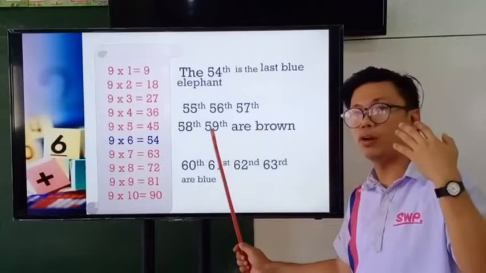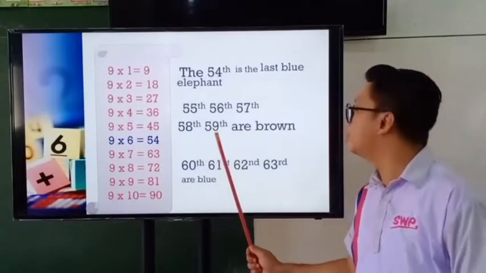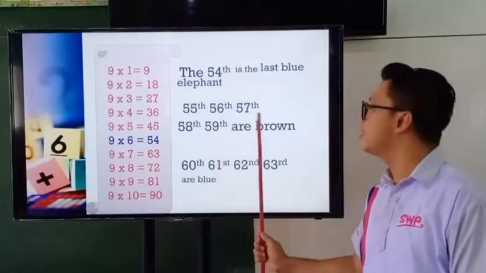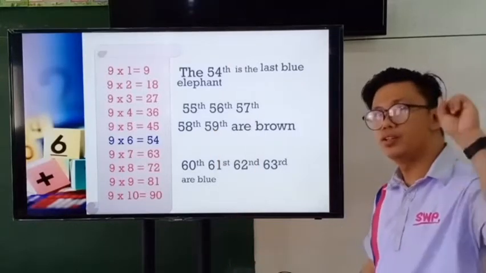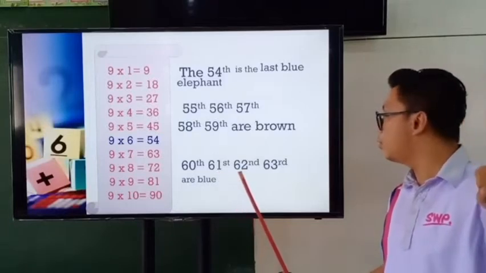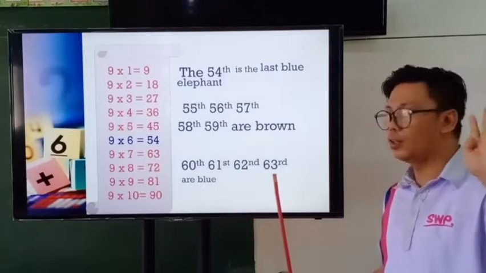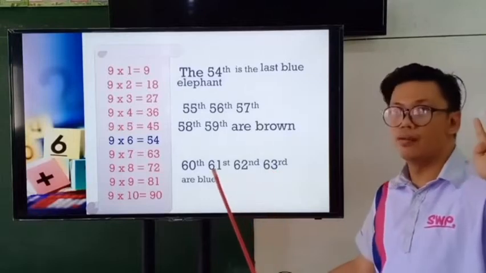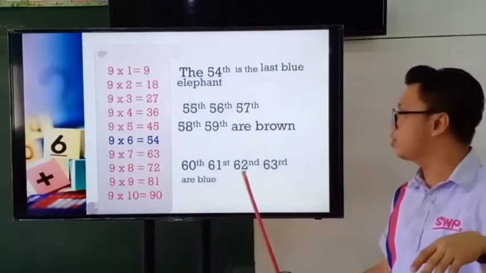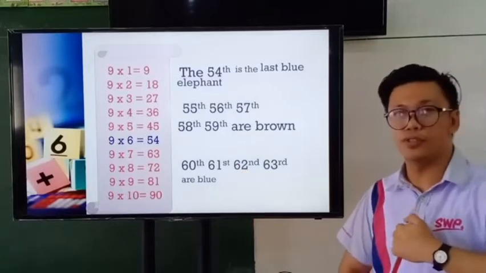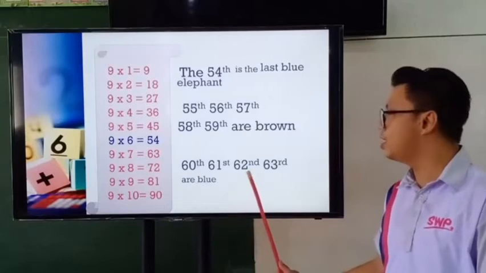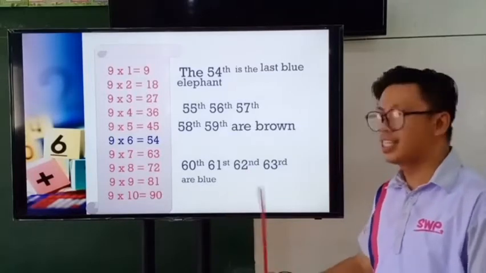So what number do we call? 4 numbers. So we will start with 59. What's the next after 59? 60. So let's start. 60, 61, 62, 63. What color is this? The blue. So what is the given problem? The 62. So what is the color of the 62 elephant? Very good. The color of the 62 elephant is blue.